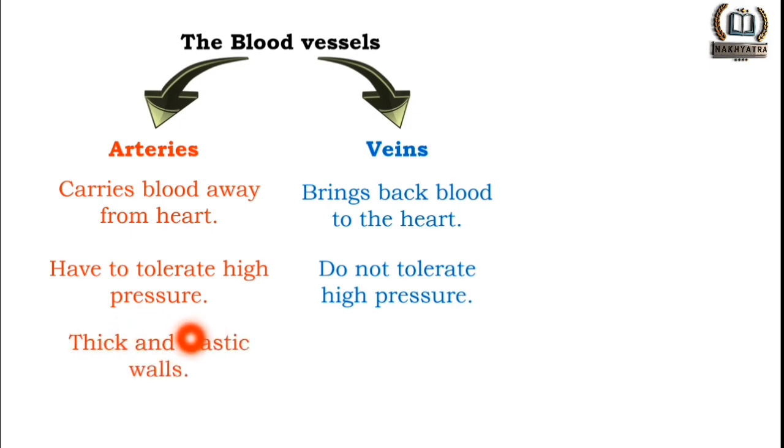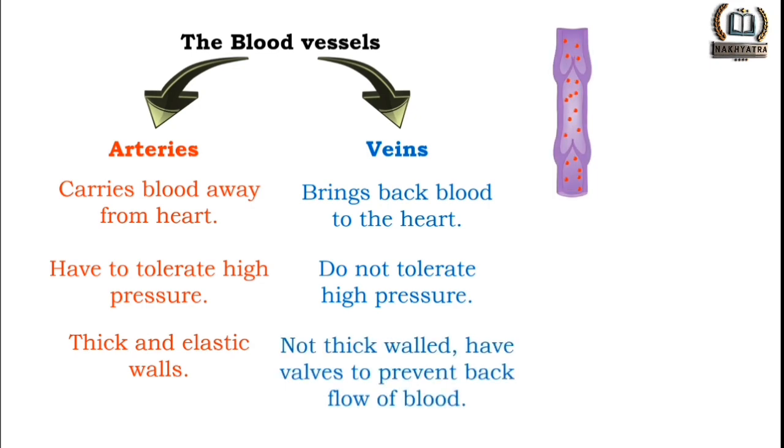Arteries have thick and elastic walls. Whereas veins are not thick walled and have valves to prevent backflow of blood. Veins are not thick walled and there are some valves in them. So the role of valves is to prevent the blood from flowing backward.